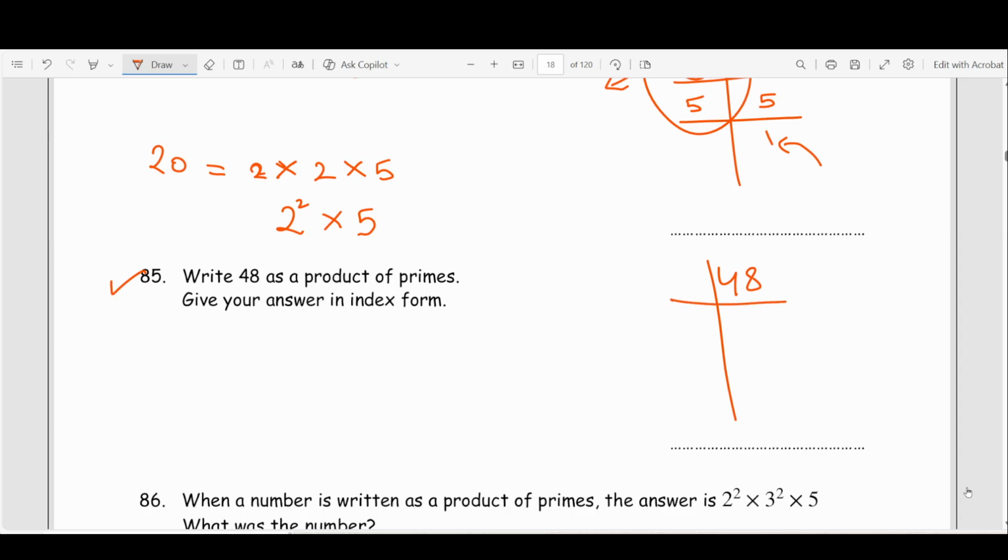Yeah, try it. So how do we do it? Okay, we can divide it by 2 because we have 8, which is an even number. We need to just check the one's digit. If it is even, we can divide by 2. So we get 2 and 4 here.